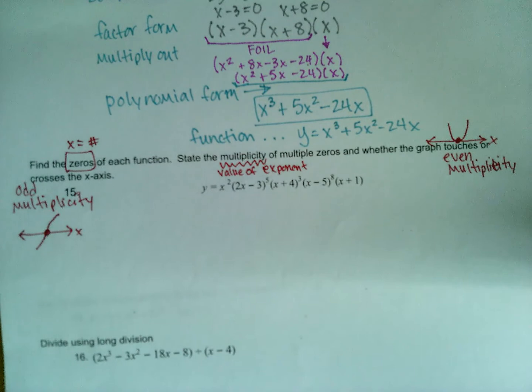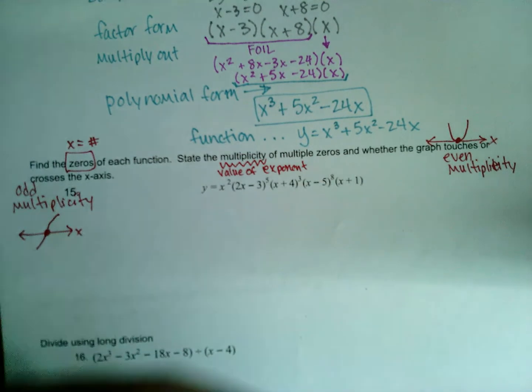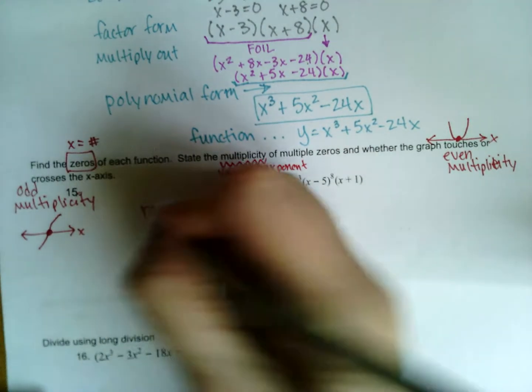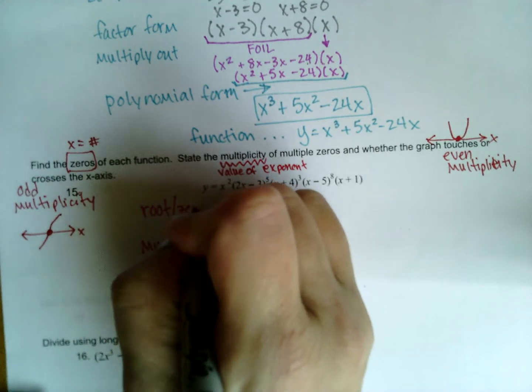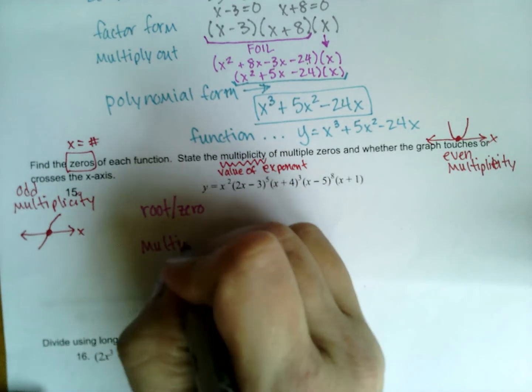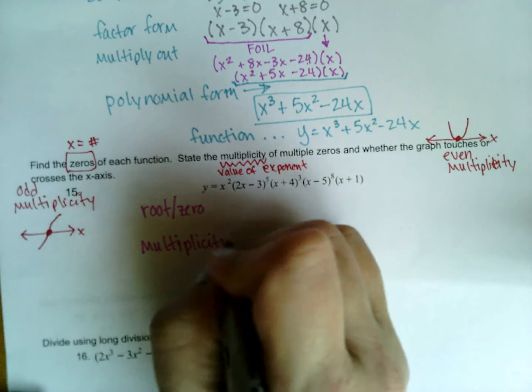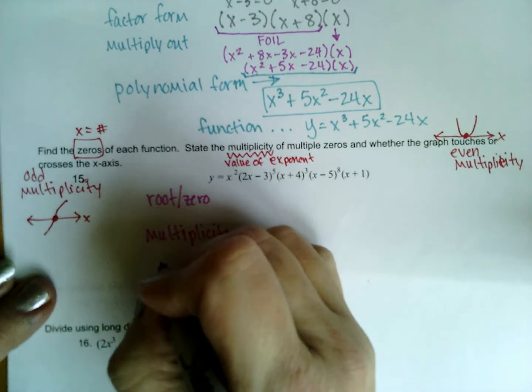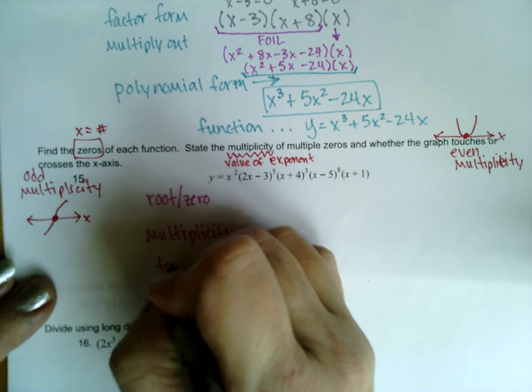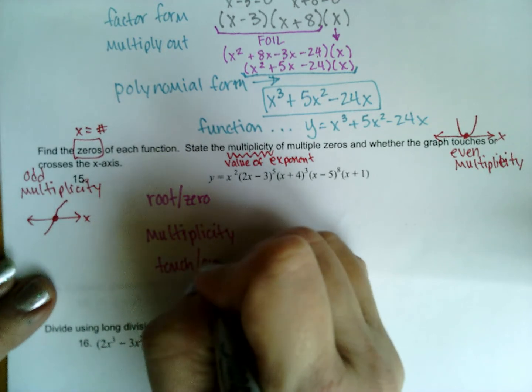So let's go through and identify our root, our multiplicity. I guess I should have said 0 because that's what the instructions say. But it means the same thing. So if I say root instead of 0, just know that it means the same thing. And then what the graph does. See if it touches or crosses.